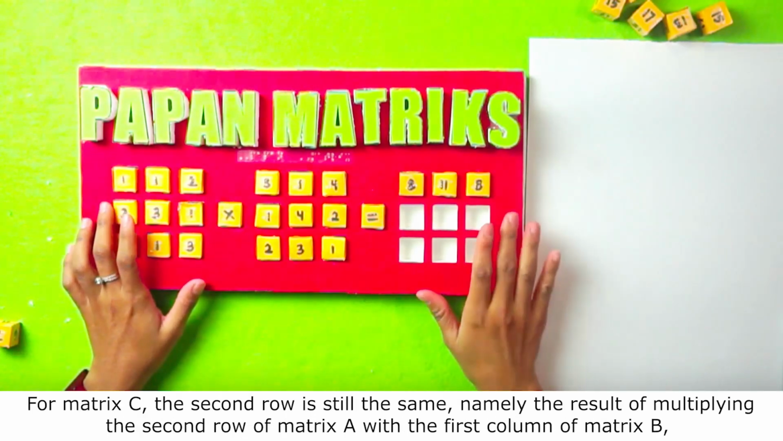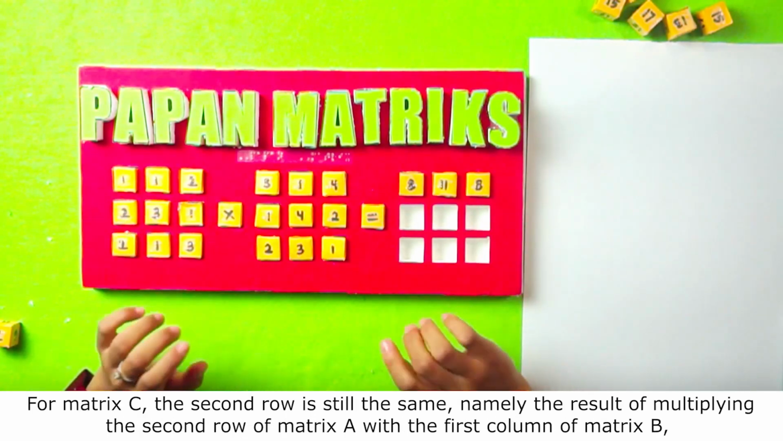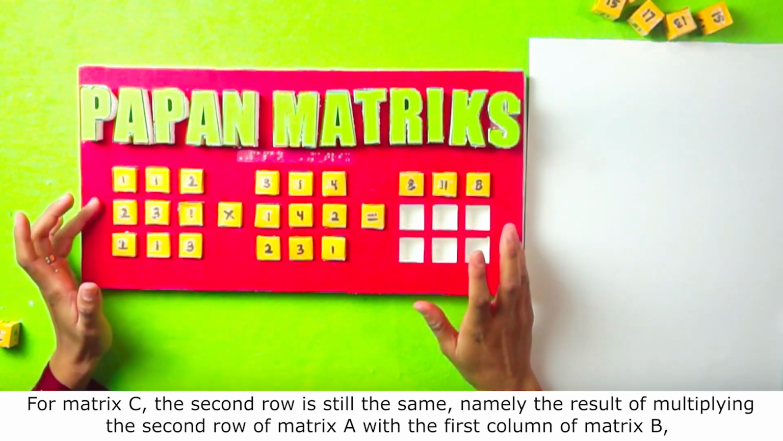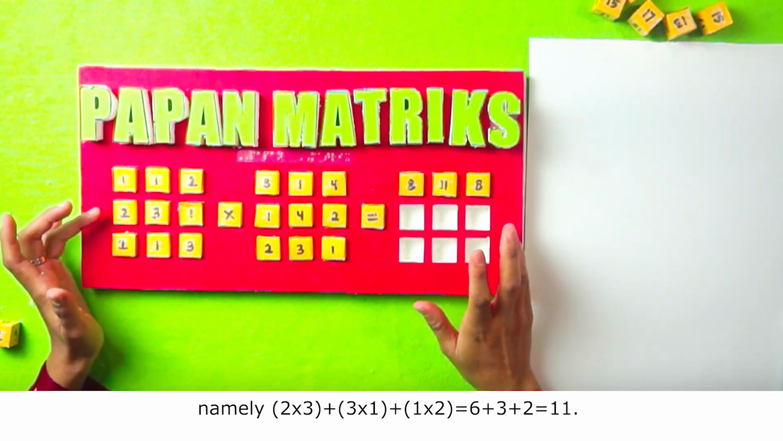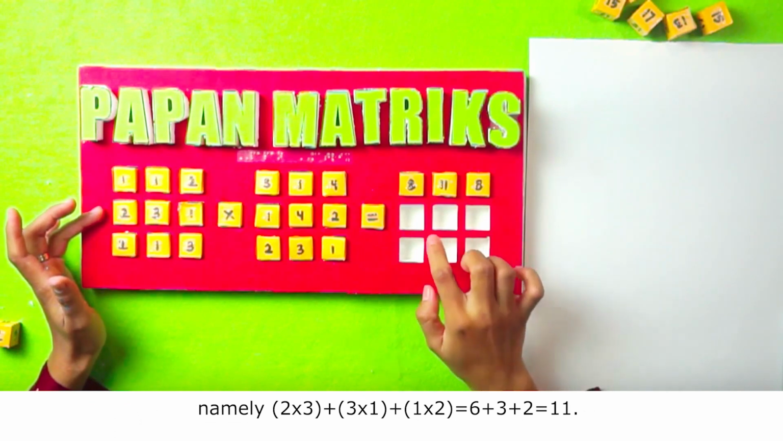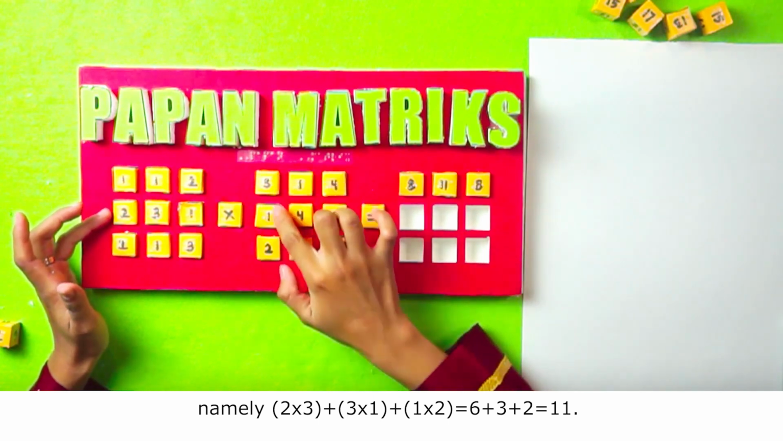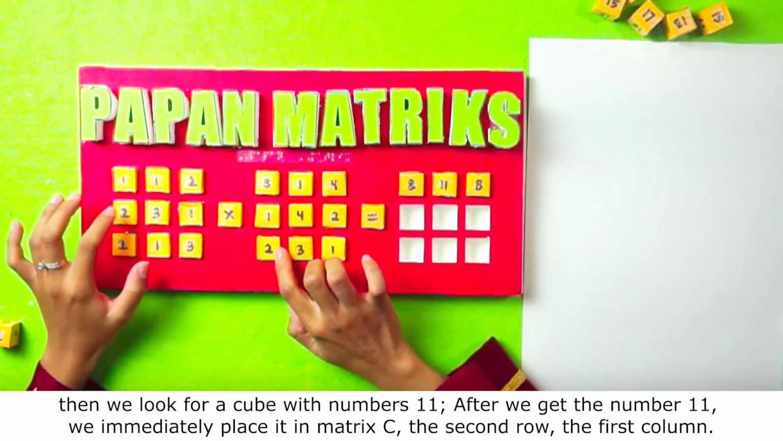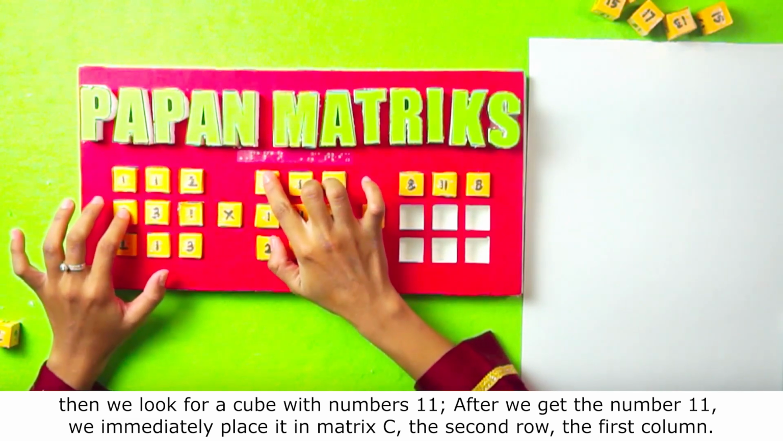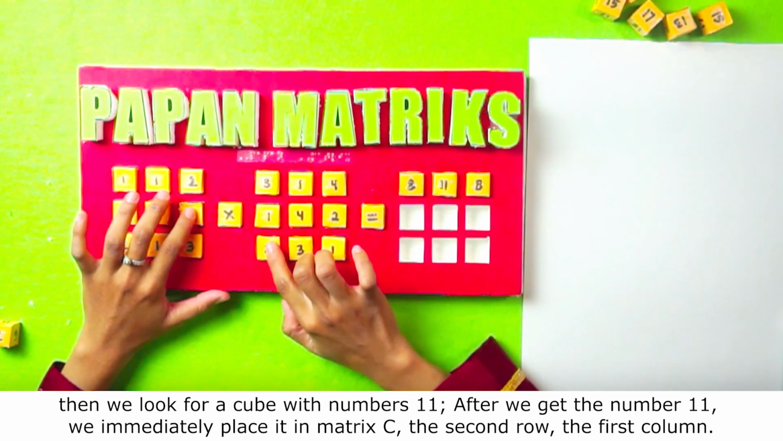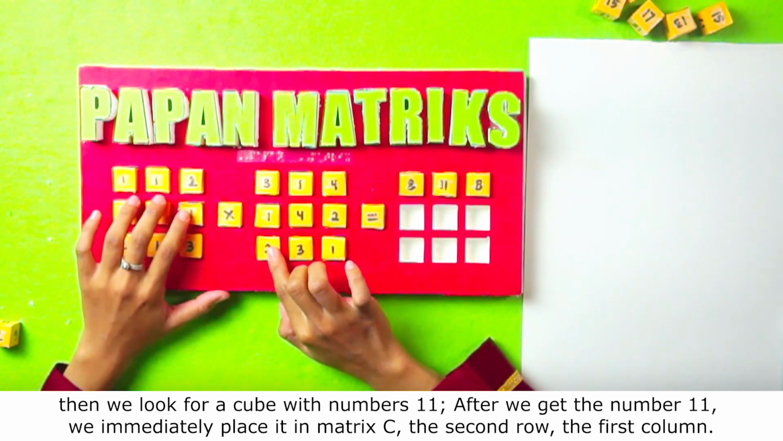For matrix C, the second row is still the same, namely the result of multiplying the second row of matrix A with the first column of matrix B, namely 2 times 3 plus 3 times 1 plus 1 times 2 equals 6 plus 3 plus 2 equals 11. Then we look for a cube with number 11. After we get it, we immediately place it in matrix C, the second row, the first column.